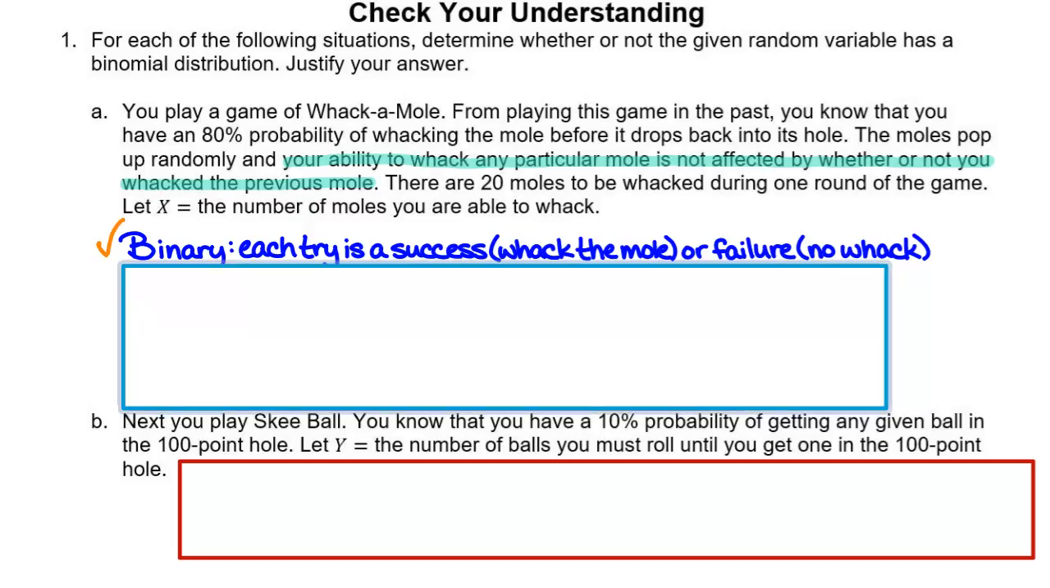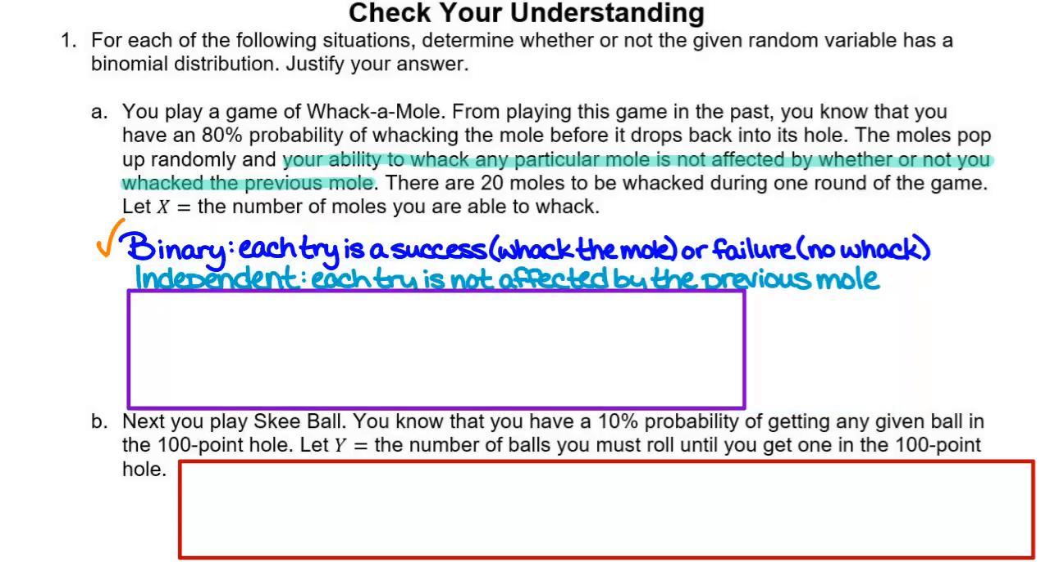Is each trial independent? Give me a yes or a no. You can give me a thumbs up also. Is it independent? Yes, we are independent. And I have highlighted how we know that it's independent. It says your ability to whack any particular mole is not affected by whether or not you whacked the previous mole. So we are independent here.